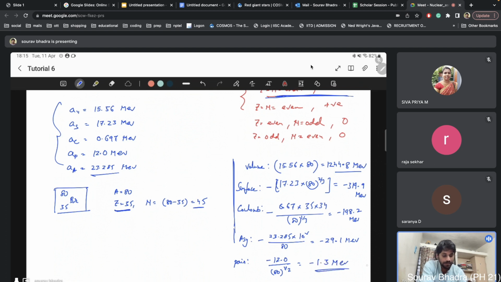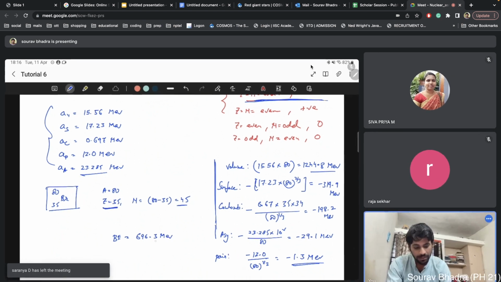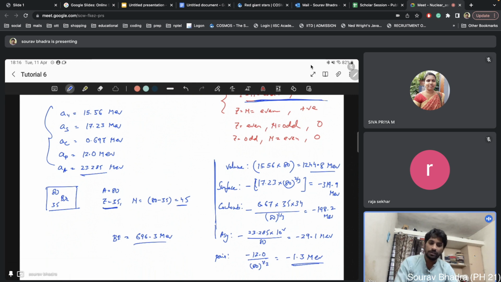So you can see that for this particular nucleus, where the odd-odd combination is there, the pairing term is negative, and so only the volume term is positive. Whatever the element, the surface, Coulomb and asymmetric terms are negative, and only the pairing term will depend on whether it is positive or negative. Now if you calculate the total binding energy, it will come out to be 696.3 MeV, just adding all these different terms: volume, surface, Coulomb, asymmetric and pairing.